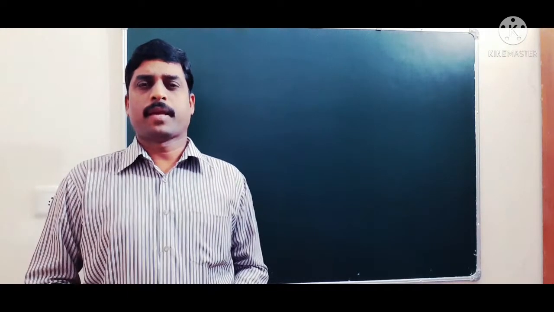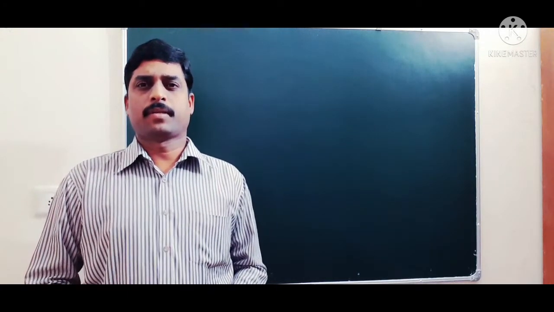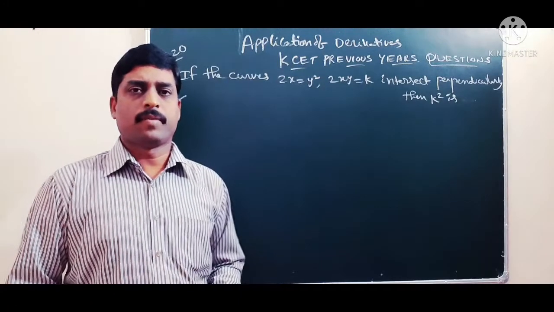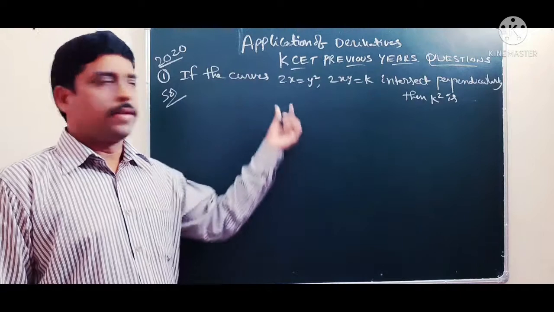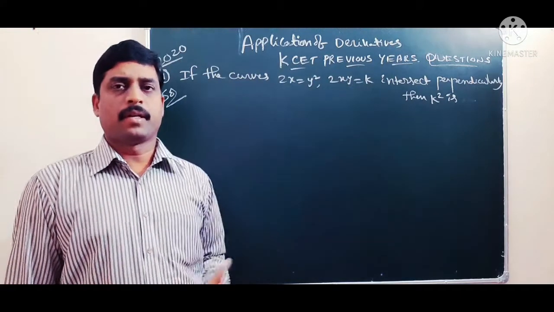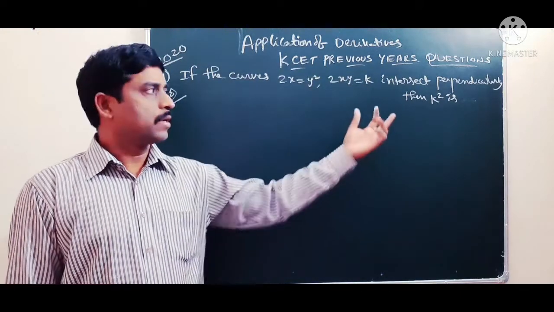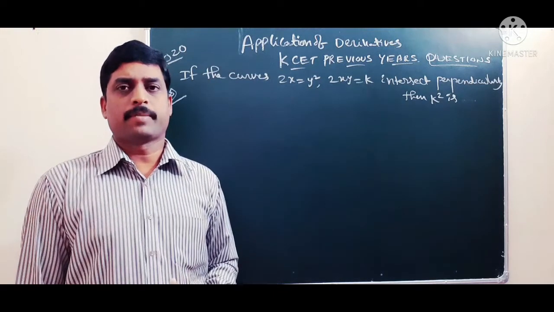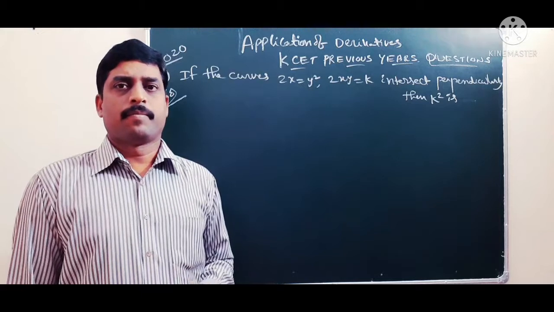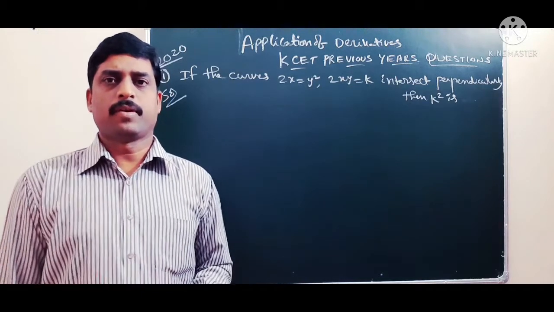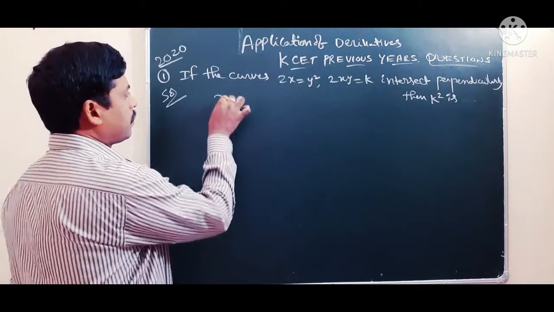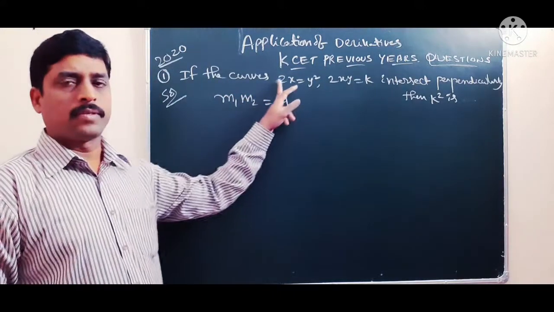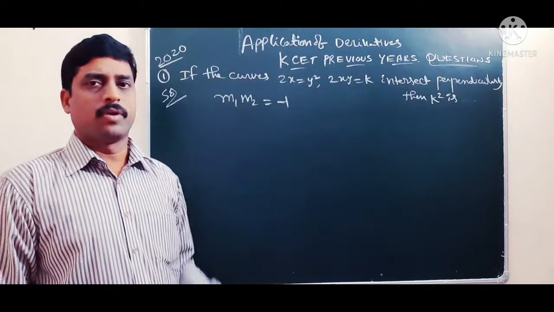Today I would like to explain application of derivatives case at previous year questions. Now I explain question number 1 from 2020. Given two curves intersect perpendicularly. Our target is k square. If any two curves intersect perpendicularly, then the product of slopes of tangents equals -1. What is the formula? M1 M2 equal to -1, where M1 is the slope of the first curve and M2 is the slope of the second curve.